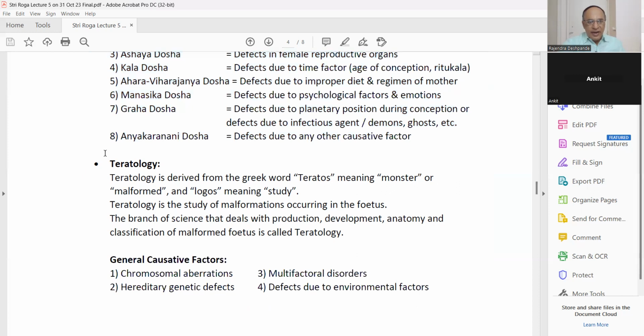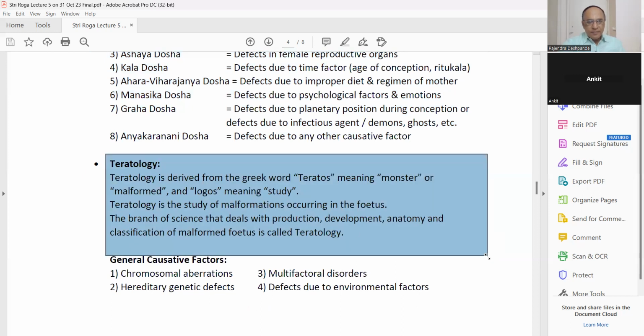Now, teratology, the modern term, is derived from the original Greek word teratos. Teratos means danger, monster. Teratos is equal to monster. Monster means malformation. Mal means bad. Bad head of the fetus, bad hands, bad heart, bad lung. So organ problem, functional problem, structural problem, that is mal. Mal means bekar.